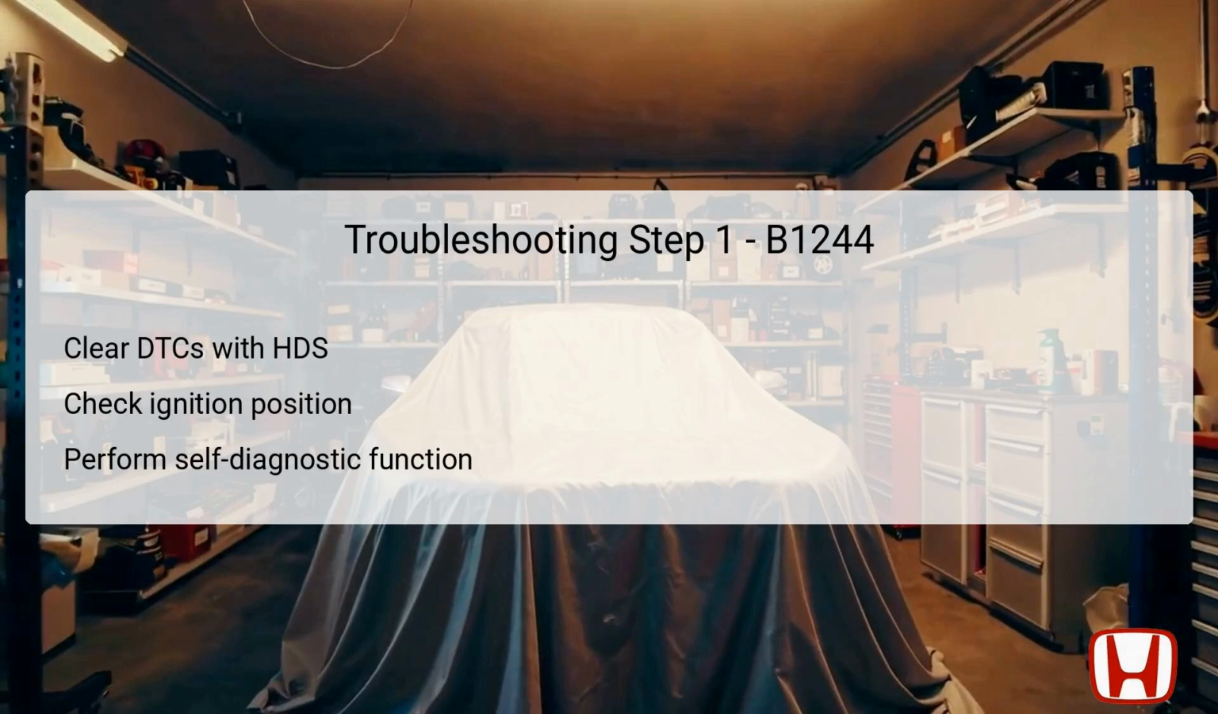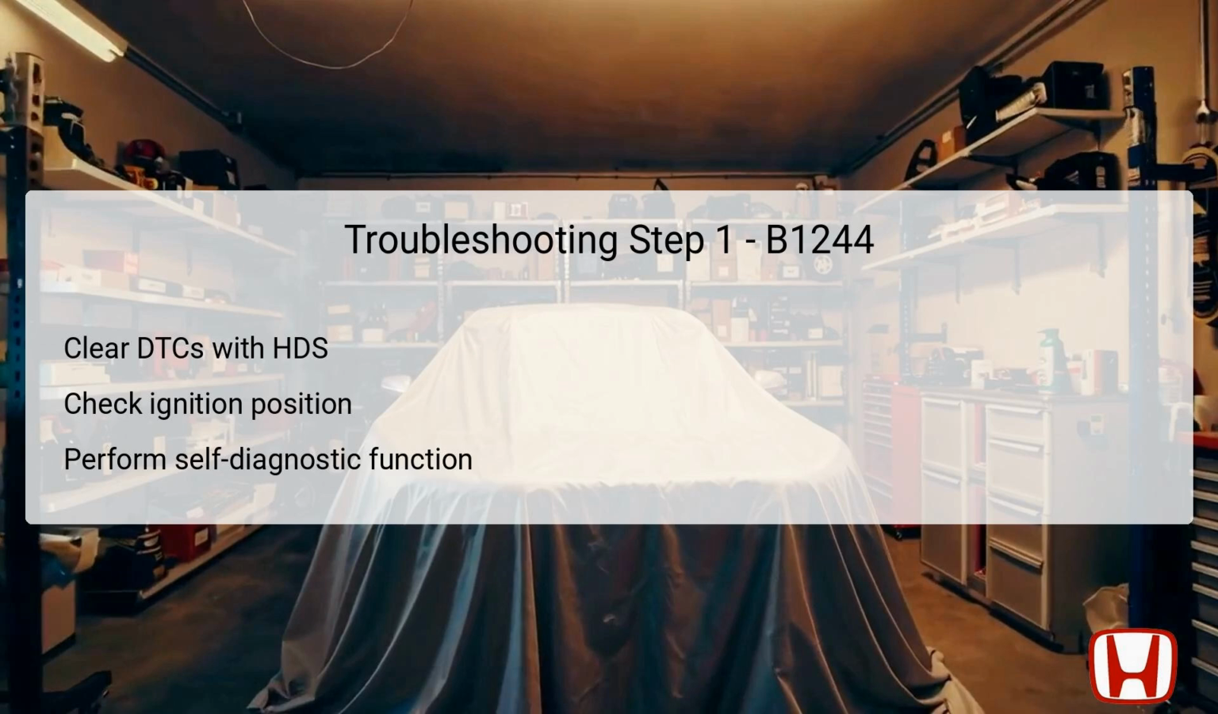After clearing the codes, the ignition switch should be turned to the lock position and then back to the on position, second position. This sequence is crucial as it resets the system and prepares it for the self-diagnostic function. The self-diagnostic function is performed through the HDS, focusing on the HVAC control unit or climate control unit. This process checks for the presence of DTCs, including whether DTC B1244 or indicator 6 without climate control shows up. If B1244 is still indicated, it confirms there's an issue needing further investigation.